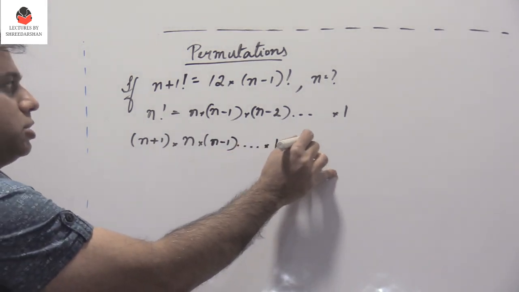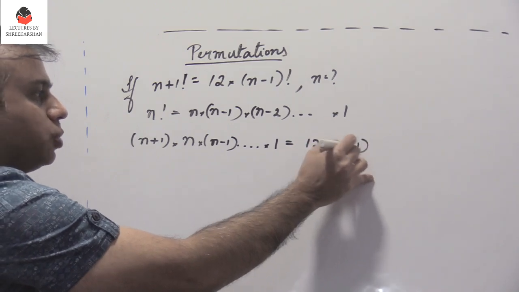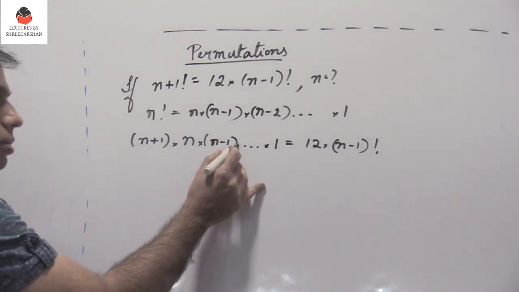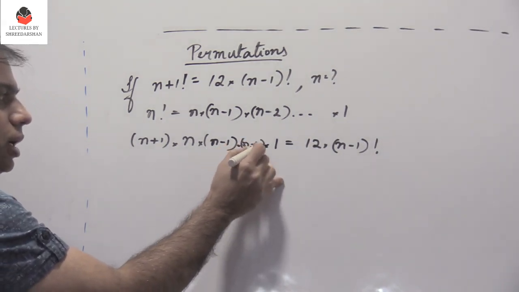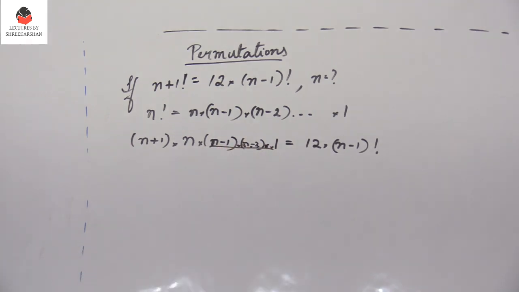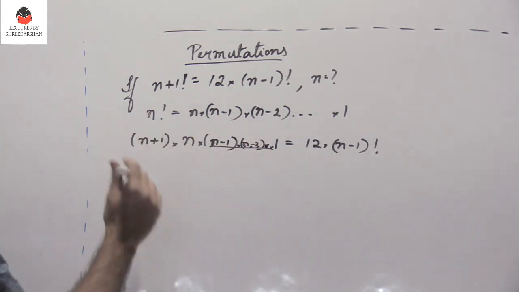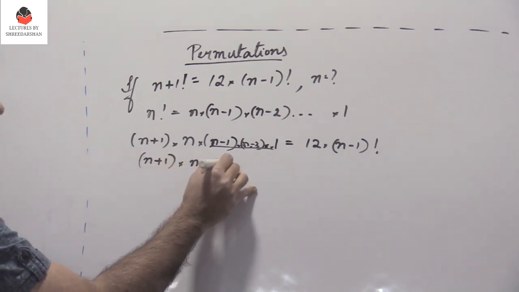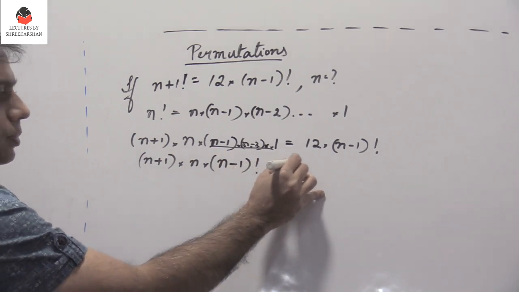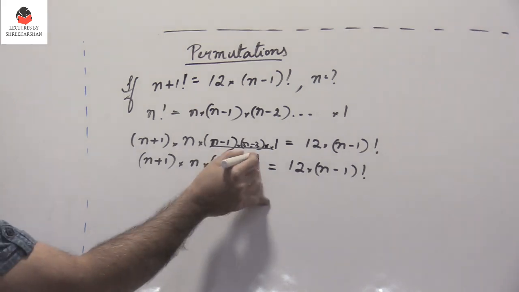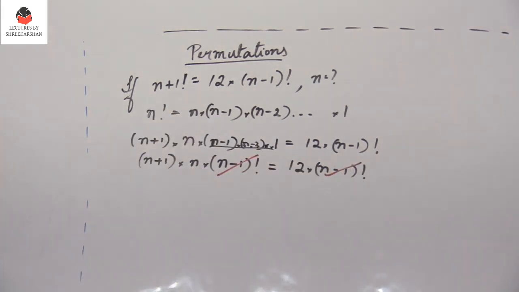up to 1, which is equal to 12 into n minus 1 factorial. Now if you observe n minus 1, the next term will be n minus 2 into n minus 3 all the way up to 1, which is nothing but n minus 1 factorial. So I can write this as n minus 1 factorial. So I have n plus 1 into n minus 1 factorial equals 12 into n minus 1 factorial. So I can cancel n minus 1 factorial on both sides.